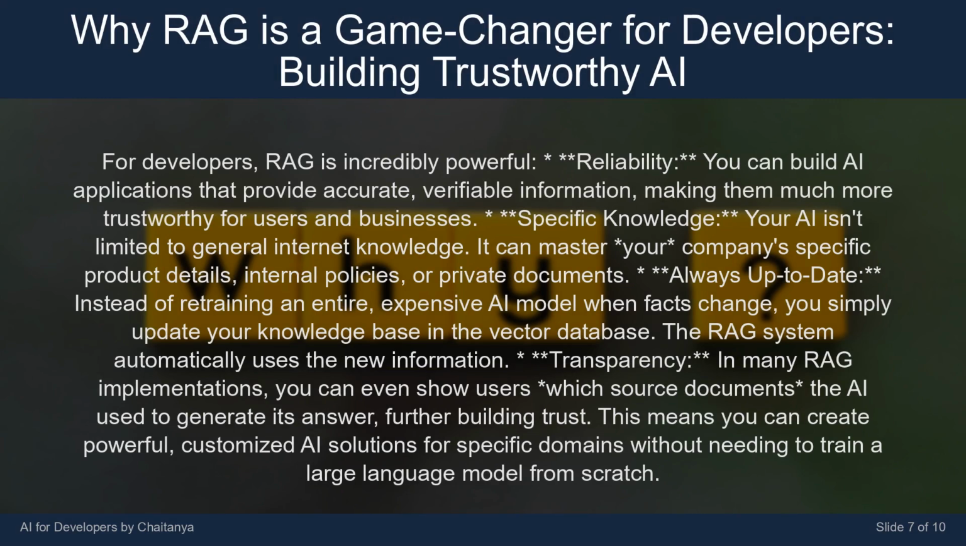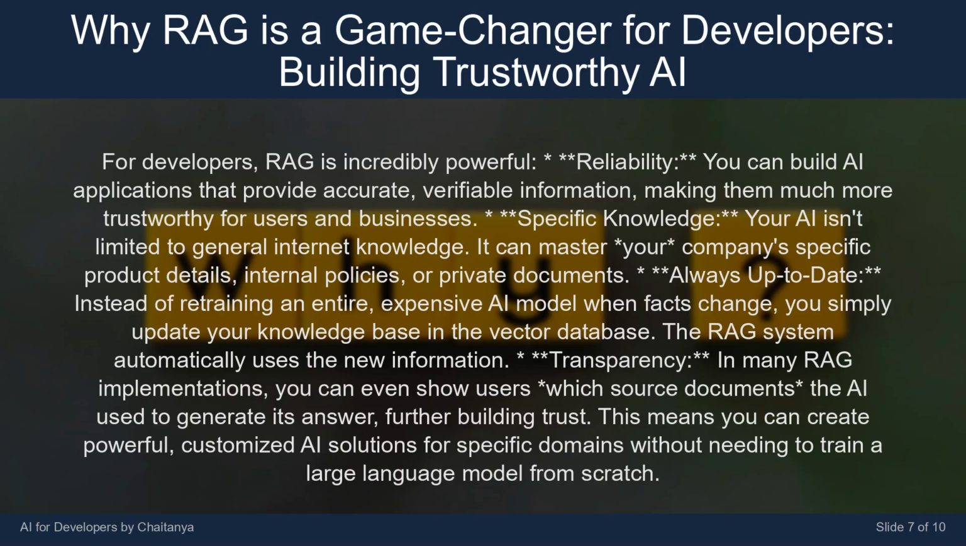For developers, RAG is incredibly powerful. Reliability. You can build AI applications that provide accurate, verifiable information, making them much more trustworthy for users and businesses. Specific knowledge. Your AI isn't limited to general internet knowledge. It can master your company's specific product details, internal policies, or private documents.